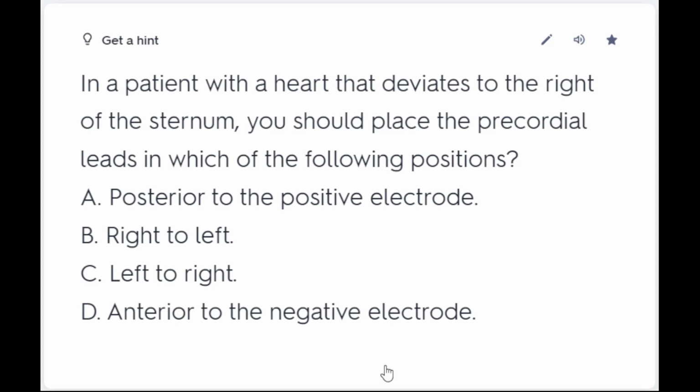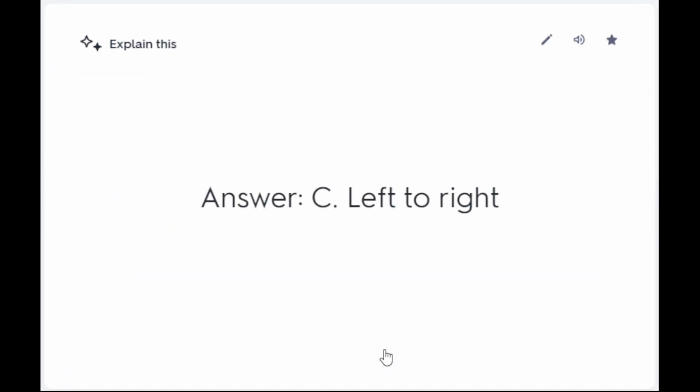In a patient with a heart that deviates to the right of the sternum, you should place the precordial leads in which of the following positions? A. Posterior to the positive electrode, B. Right to left, C. Left to right, D. Anterior to the negative electrode. Answer C. Left to right.